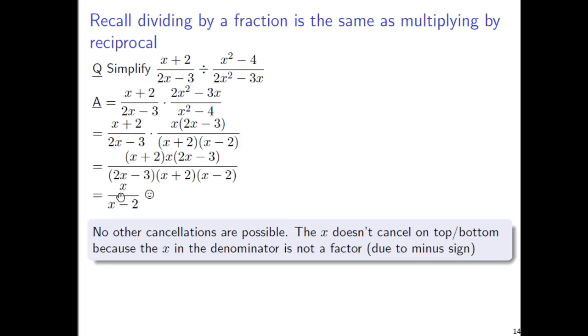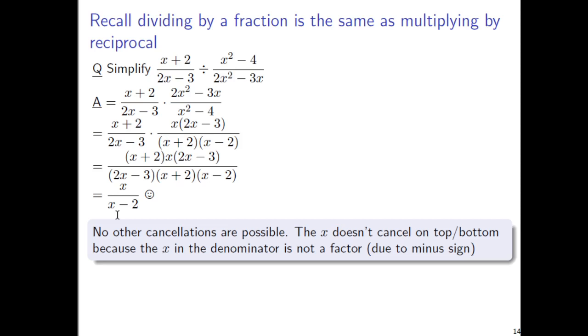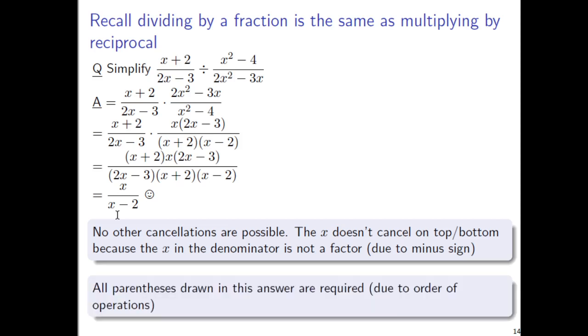So for instance, in x over x minus 2, the x's don't cancel. Because the x in the numerator is a factor, right? You can think of this x in the numerator as x times 1. The problem is this minus sign in the denominator. You have x minus 2, so that x in the denominator is not a factor. It is a term. So there's no cancellations there. We got to know when to stop, and we have to stop at x over x minus 2.